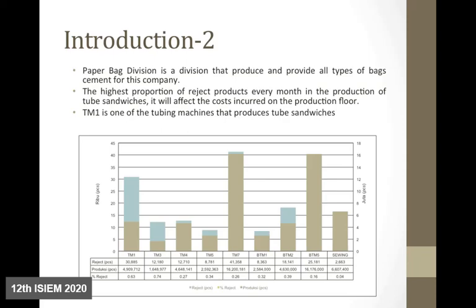From December 2019 until February 2019, TM1 had a reject proportion of 0.63%. It means the reject proportion is higher than the company reject standard, i.e. 0.40%.